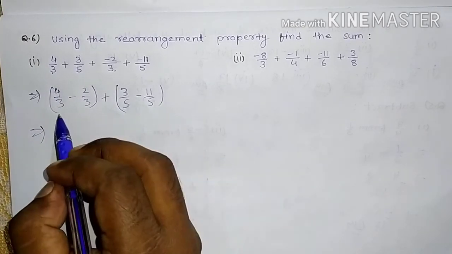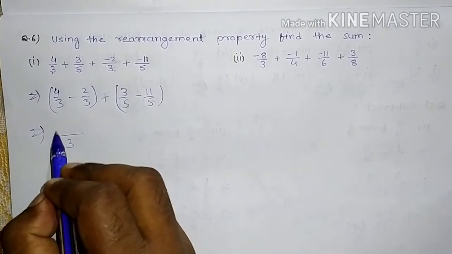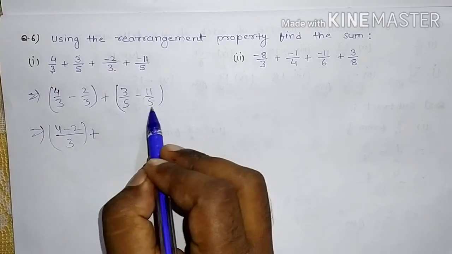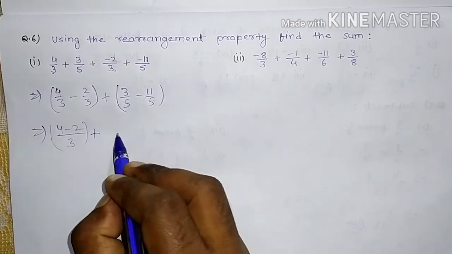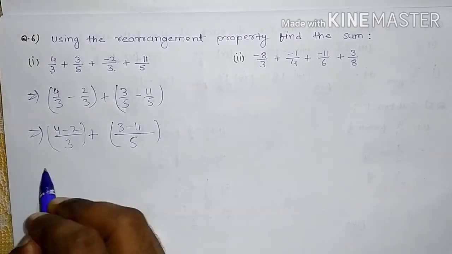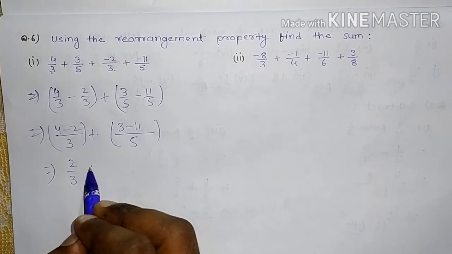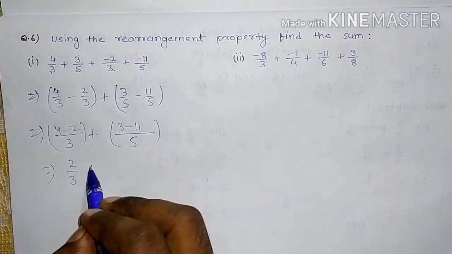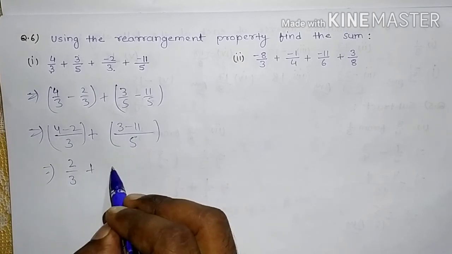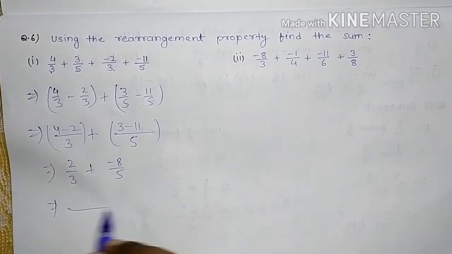So just solve it. 3 and 3, the LCM is 3: 4 minus 2. Plus the same for 5 and 5, both denominators are the same. So take LCM 5, and this is 3 minus 11. 4 minus 2 is 2 by 3, and 3 minus 11 is minus 8 by 5.